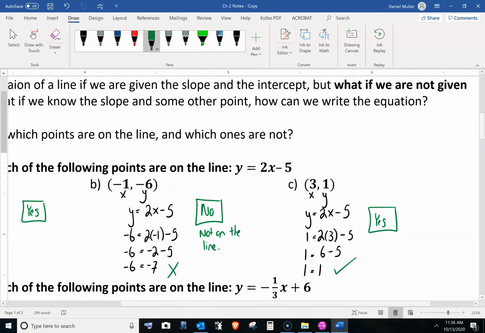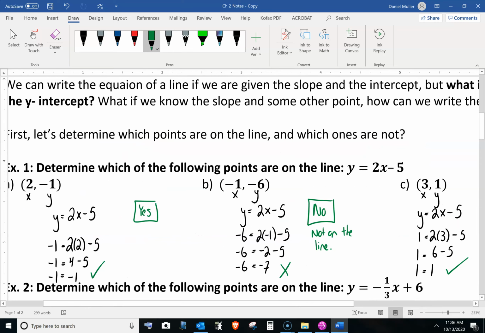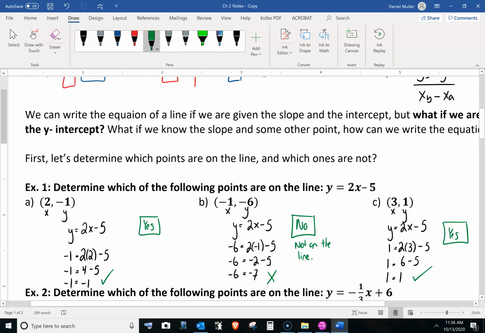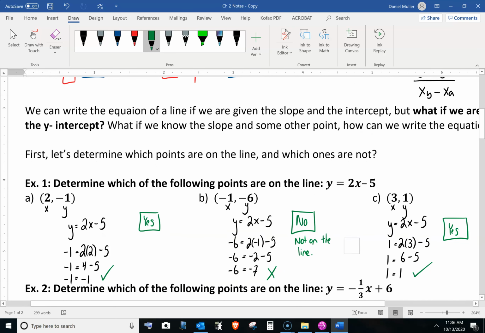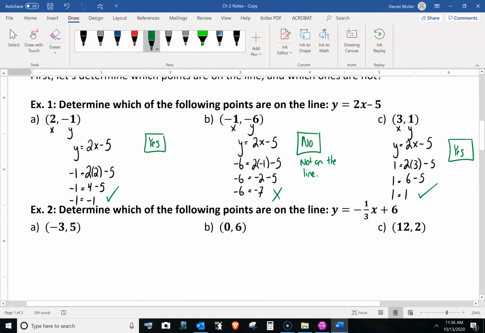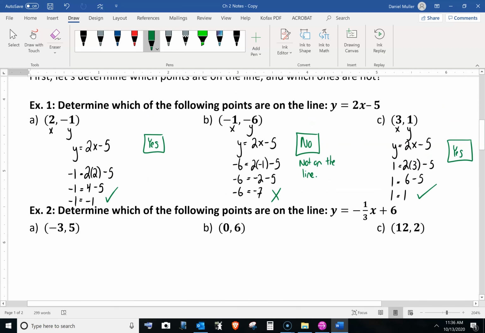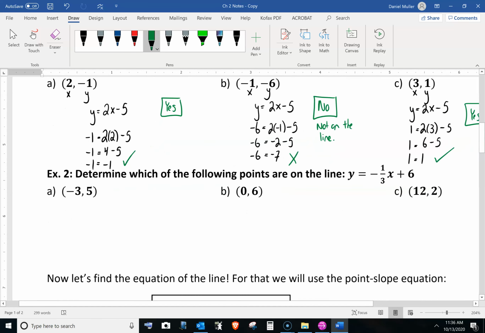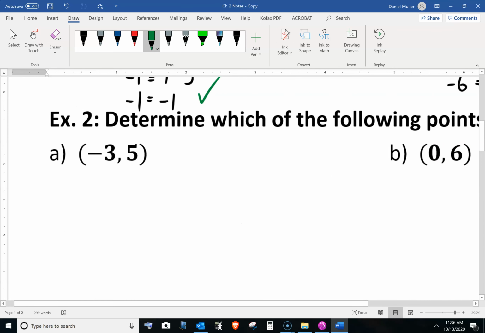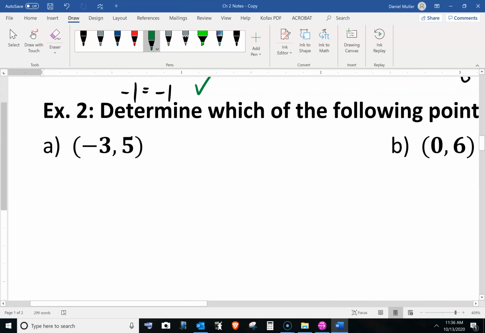So that's just checking to see if points are on the line. It's just a good thing to know, but it's not what we're going to be working on moving forward here. So determine which of, I spoke too soon. Determine which of the following points are on the line. We're going to do this again. But like I said, these are not what is going to be used to determine equations. But it is really good to know how to do this stuff.